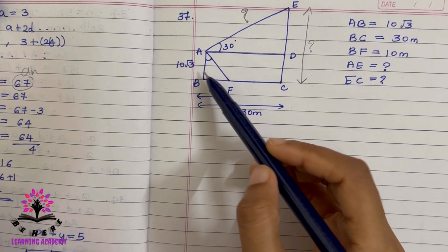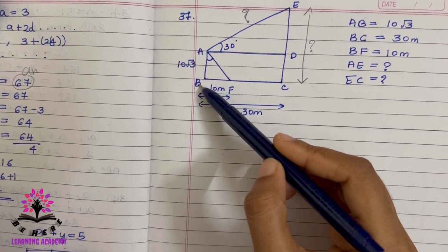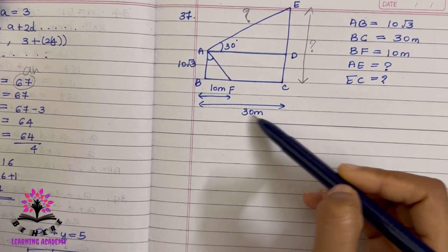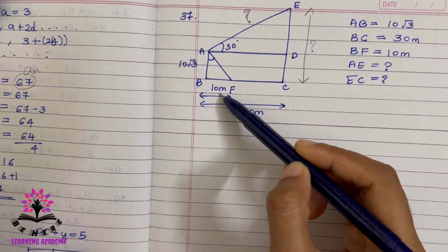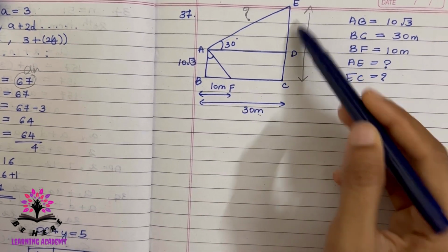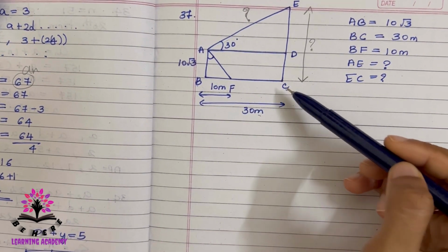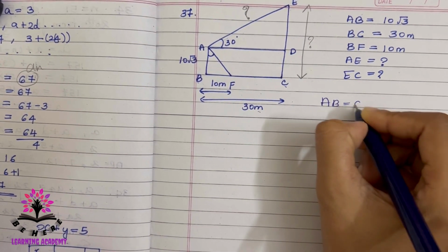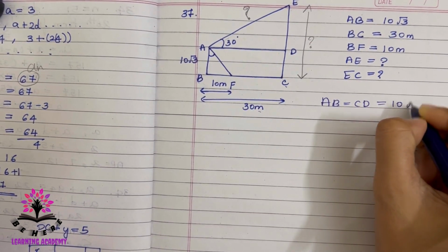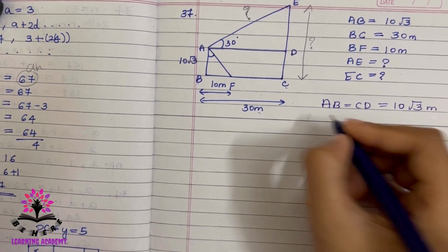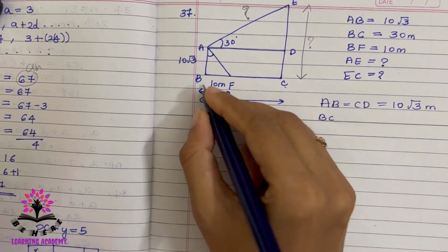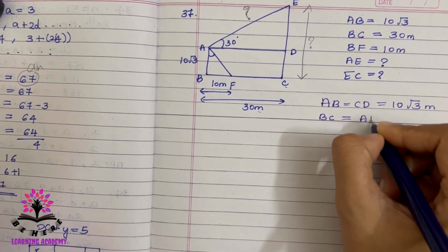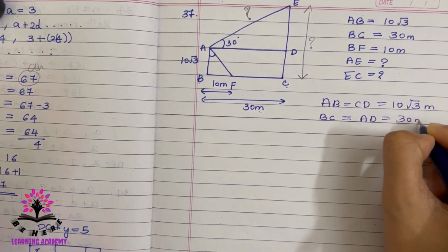So they have given the value of AB, that is equal to 10 root 3, and BC is 30 meters, BF is 10. You have to find out AE and EC. So from the figure you can write AB is equal to CD, that is equal to 10 root 3 meters. Also, if you see here, BC is also equal to AD, that is equal to 30 meters.